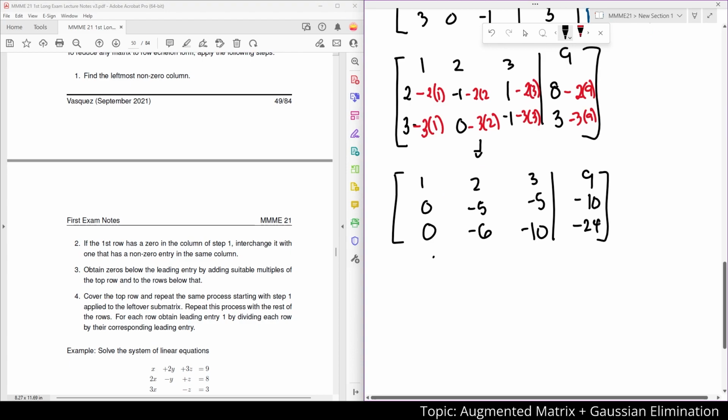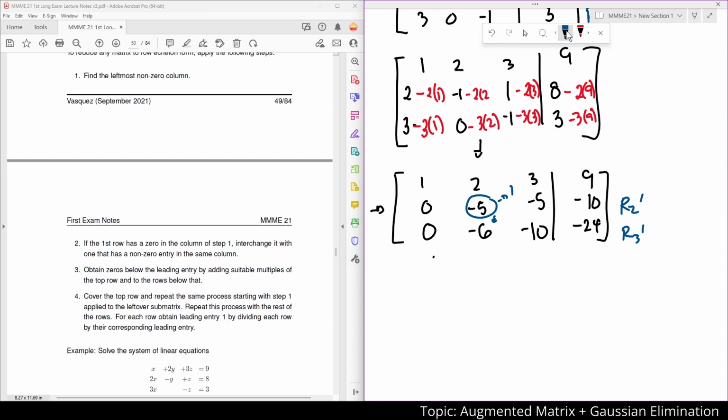So hindi natin gagalawin to. Ito, puro 0 na lahat yan. So now we work on the second row. Okay? So since na-transform natin yung second row, iba na siya. Ito na yung ating R2 prime. What we want to do now is make the leading entry of R2 prime into 1. Then we want to zero out lahat nung nasa ilalim nung leading entry ni R2 prime.